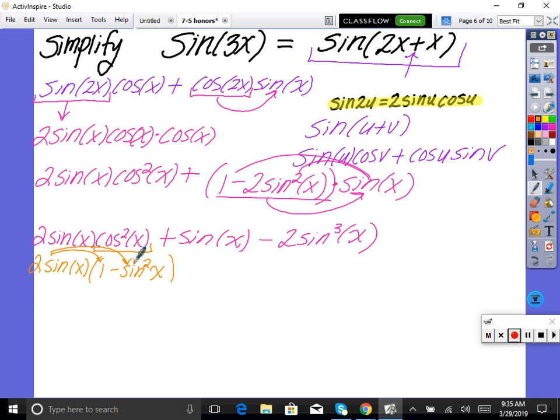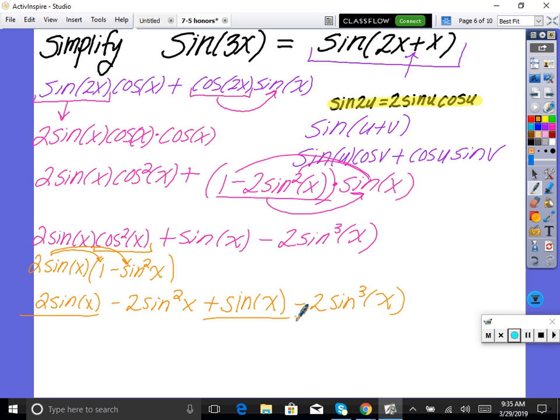Let's see if that's nice and helpful. So that's 2 sine of x minus 2 sine squared x. Then we still have plus 1 sine x. Then we have minus 2 sine cubed of x. Let's combine any like terms. Do we see some like terms? Isn't 2 sines of x plus 1 sines of x a like term?